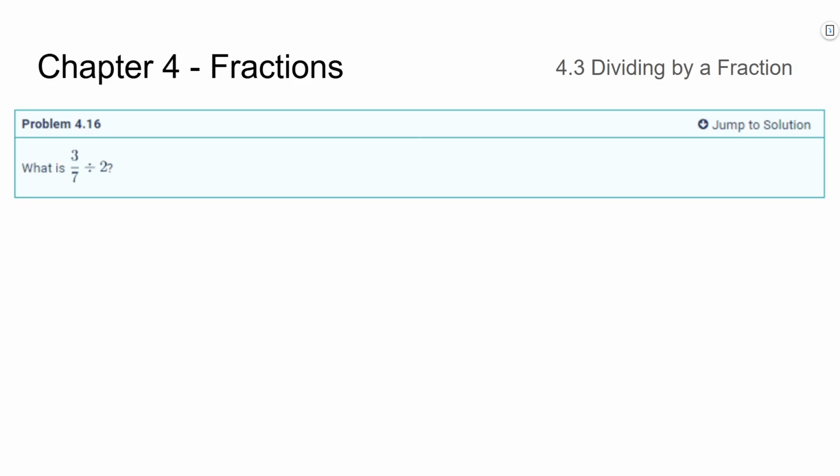All right, welcome back to our favorite topic, fractions. This one's going to be dividing by fractions. And it's really not that bad once we learn some shortcuts.